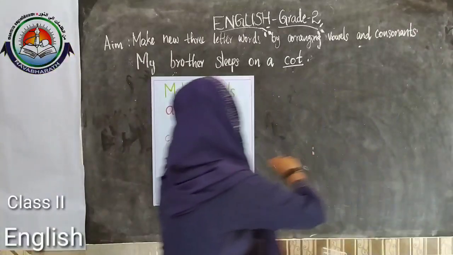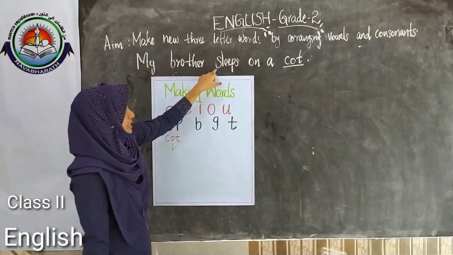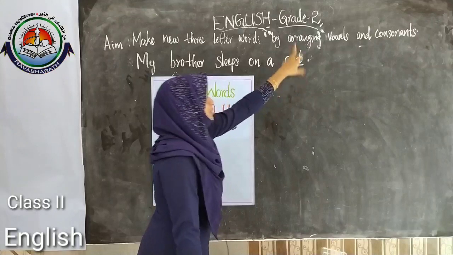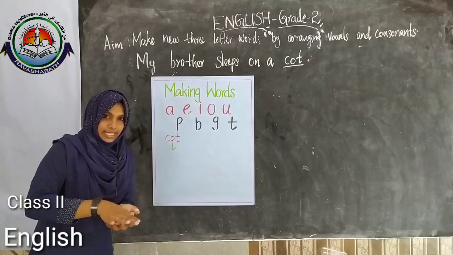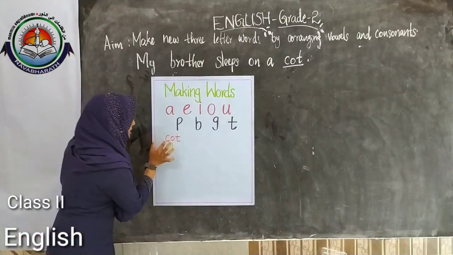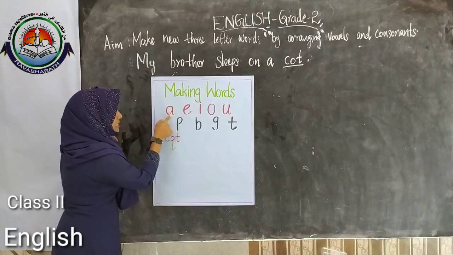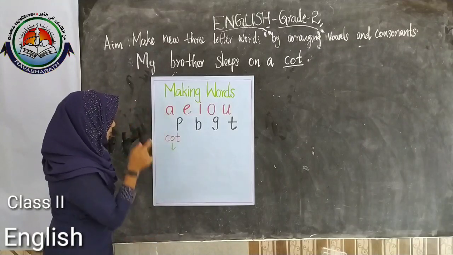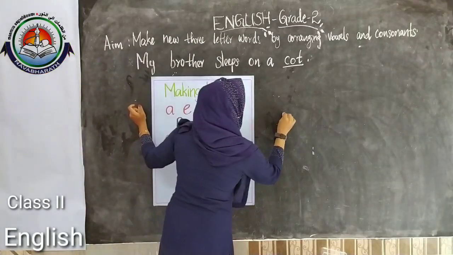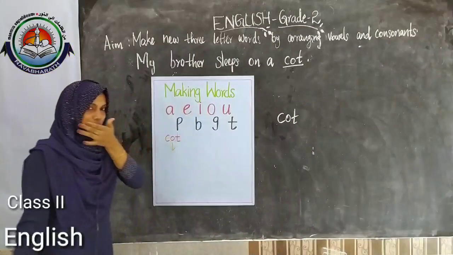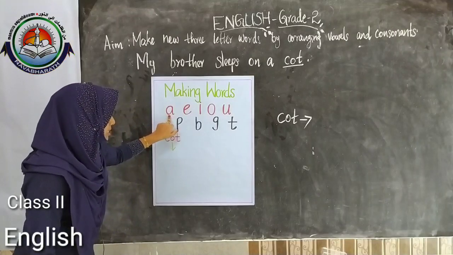Here we made cot. I wrote a sentence, my brother sleeps on a cot. From this I took the simplest word and wrote it here, cot. Now we are going to replace, that means either adding or removing a letter from any one of these letters. If I take this A letter and replace it with this C, what happened? Here this is the word cot, so ma'am will replace the C with this A letter.